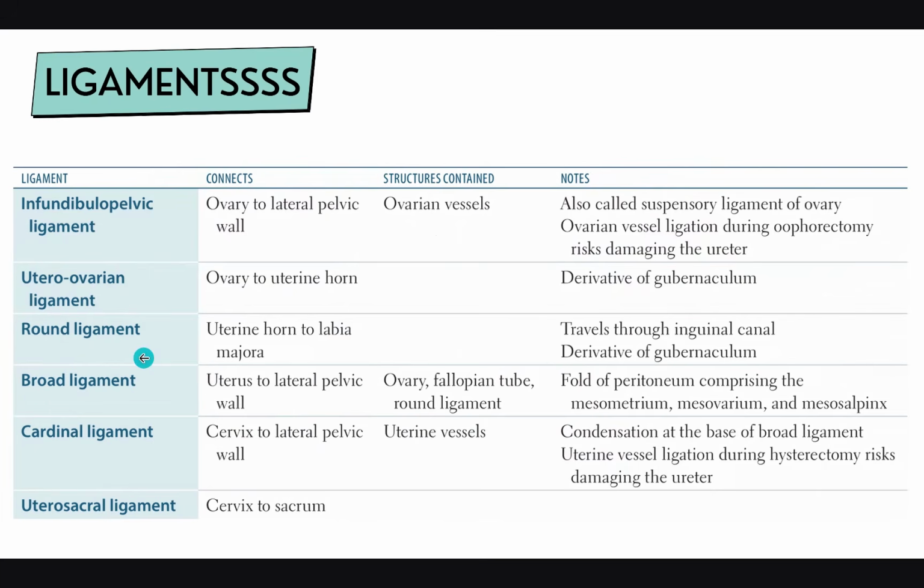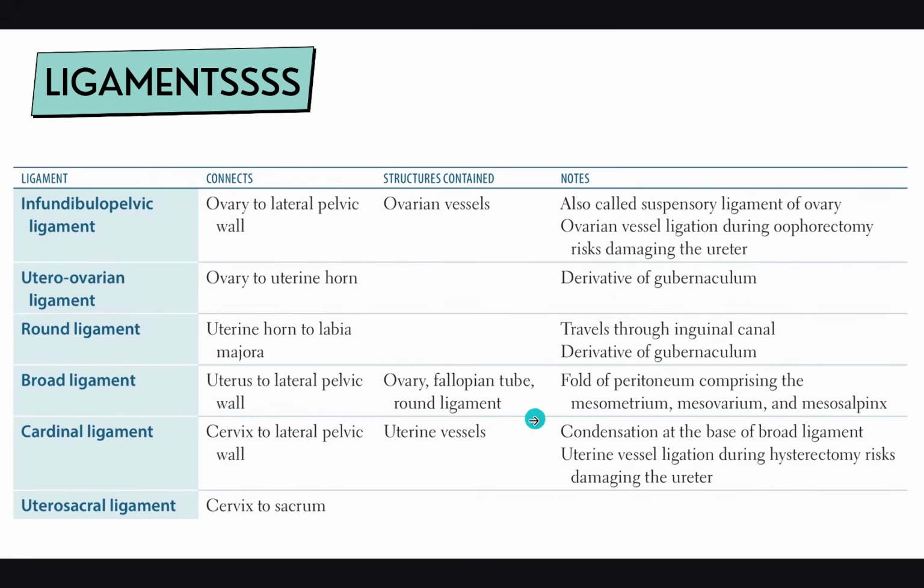And then we have the round ligament. The round ligament connects the uterus to the labia majora. It is also a derivative of the gubernaculum, and it travels through the inguinal canal. Then we have the broad ligament. Now, the broad ligament has three parts. We have the mesometrium, mesovarium, and mesosalpinx. Okay, it is nothing but a double peritoneal layer. It connects again the uterus to the lateral pelvic wall, and it has three important structures.